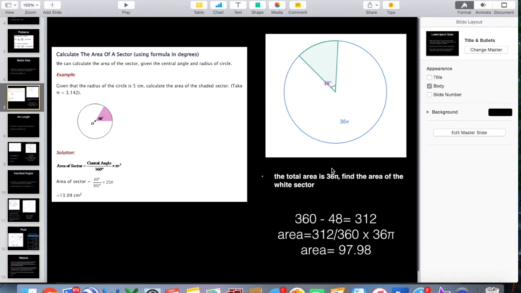And over here, it says the total area is 36 pi. Find the area of the white sector. So we have here that 360 minus 48 equals 312. The area equals 312 over 360 times 36 pi, and it would simplify to 97.98.